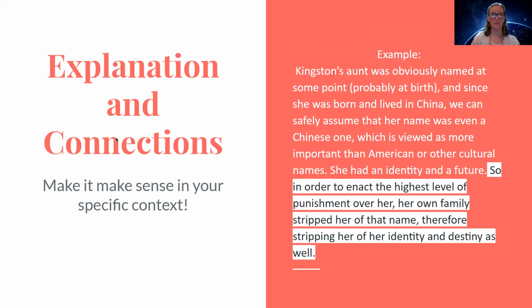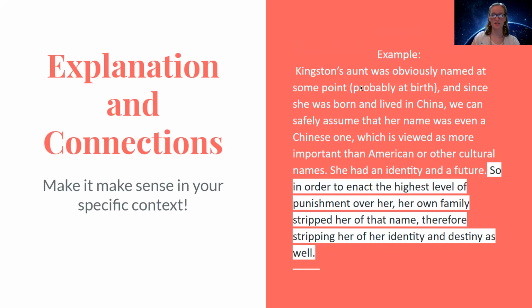Next is your explanation and connection section. This is where you will take the time to make your quote or paraphrasal make sense in your specific context. To do so, you first want to take a sentence or two and explain what your quotation or paraphrasal even means within your context, like I do in this first section of the example over here before the highlighted section. Then the next section is all about making connections, which means you explain exactly how your evidence proves or supports your thesis, like I do in the highlighted section here.